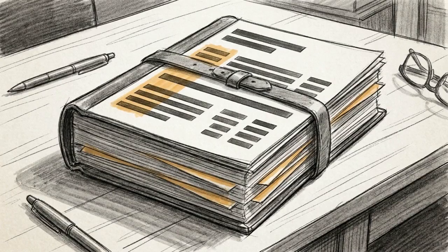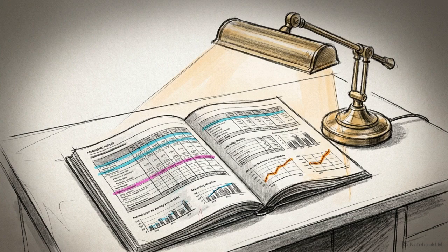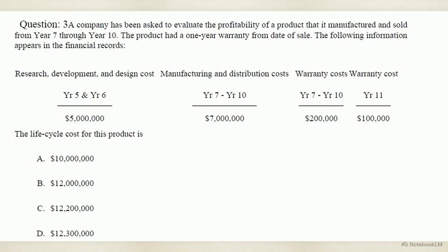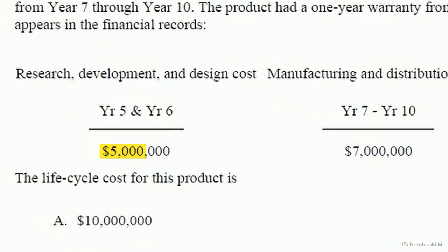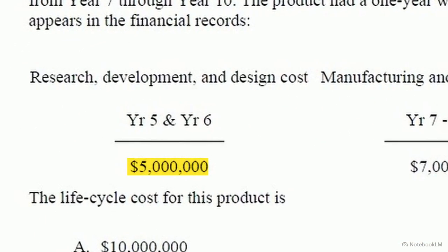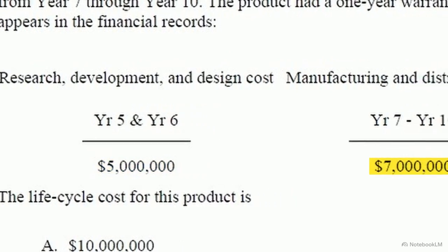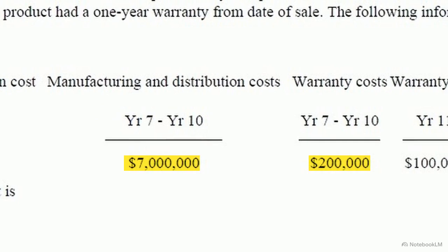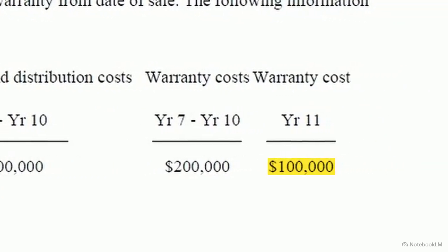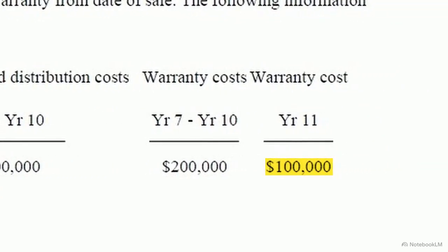Let's test that logic by examining the financial records of a completed product that was manufactured and sold over a 7-year span. This breakdown shows 3 cost buckets: R&D, manufacturing, and warranty. The first column shows our capitalized $5 million upstream investment. The middle columns track $7.2 million in active sales window costs. Finally, the right column highlights $100,000 in trailing warranty costs, extending into year 11.